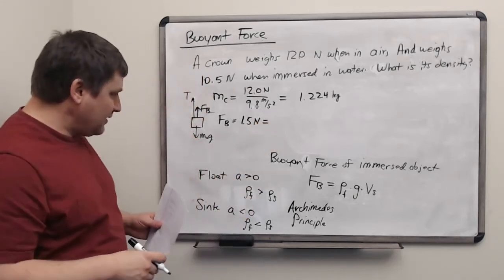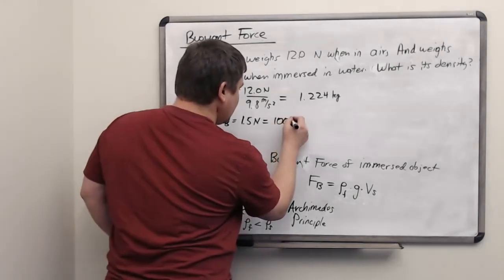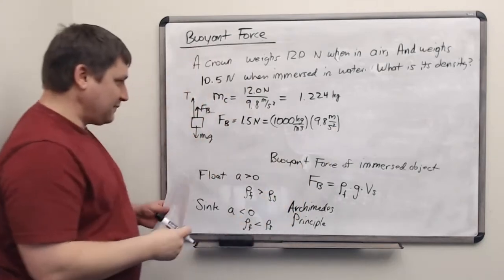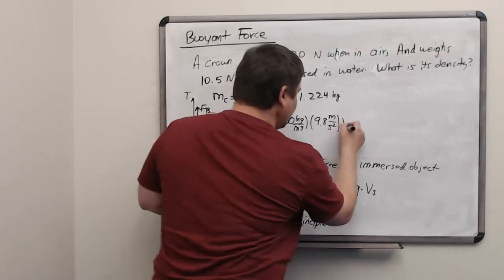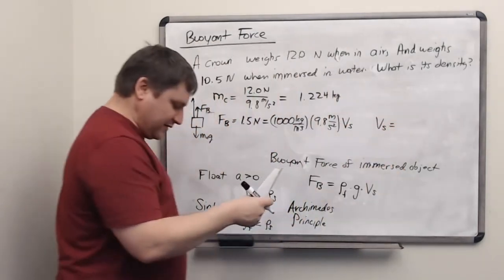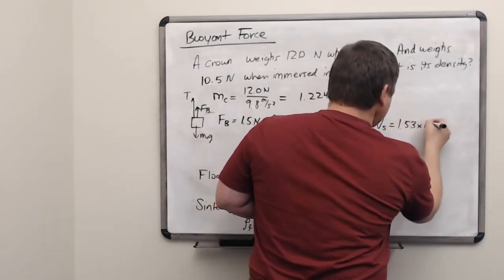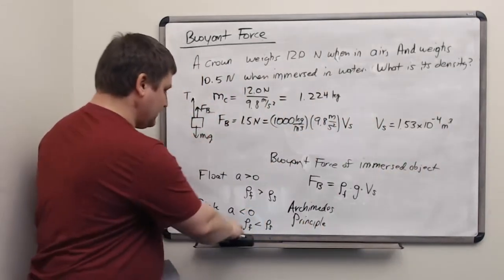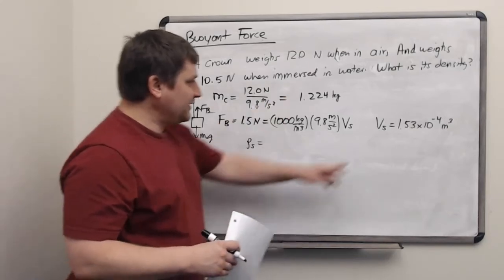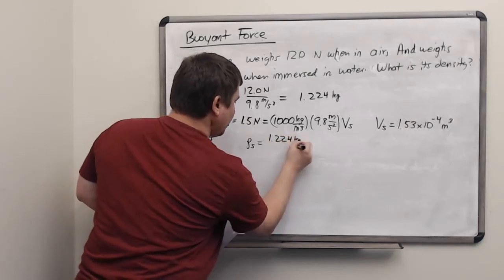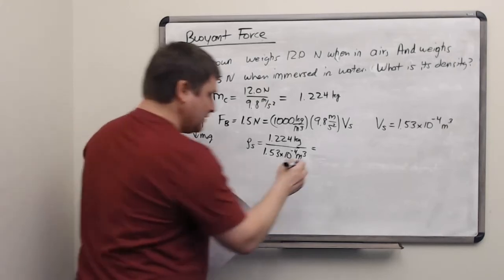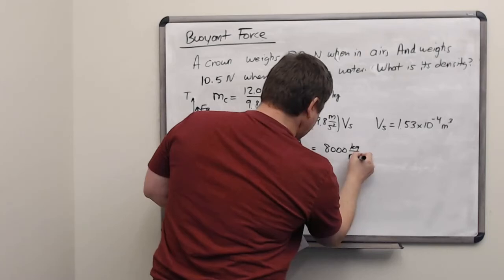All right, so there's our key. Our fluid is water. The acceleration of gravity was still 9.8 meters per second squared, even in Archimedes' day. And the unknown remaining in that equation is the volume of the solid object, or the volume of the crown. So if we calculate for the volume here, we will get 1.53 times 10 to the negative 4 cubic meters. And from that, we can calculate the density by just taking mass of the crown divided by its volume. All right, and that comes out to very close to 8,000 kilograms per cubic meter.